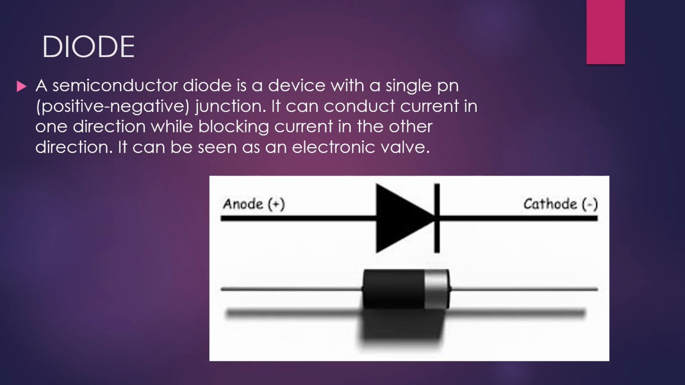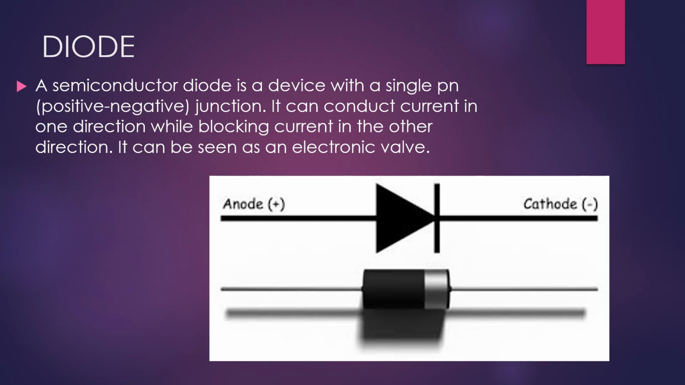So a diode conducts electricity. Obviously we use it for electrical purposes, but it allows current to flow in one direction, meaning that our current will flow from the positive to the negative, from high concentration to low concentration. So our current will flow from the anode towards the cathode.